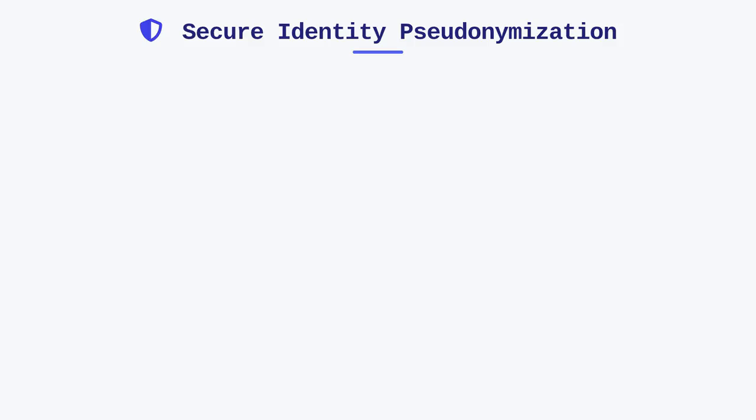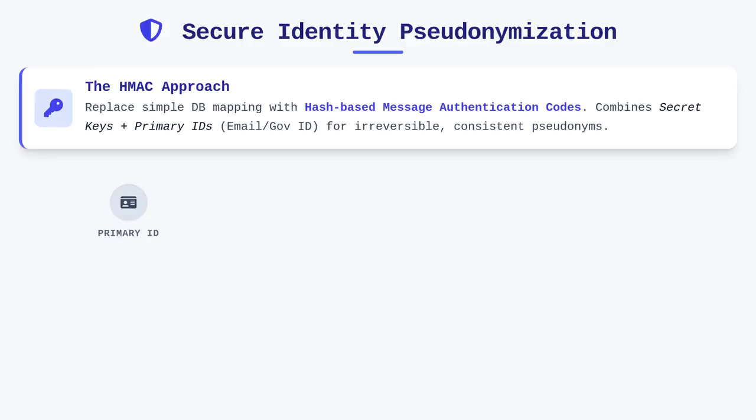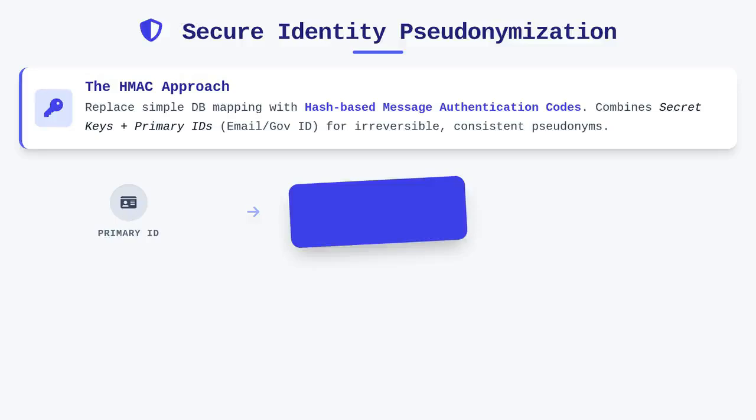When we construct the architecture for this, we must rely on robust cryptographic practices rather than simple database mapping. The most effective approach involves using hash-based message authentication codes, or HMAC, to derive pseudonyms from primary identifiers like email addresses or government IDs. By utilizing a secret key combined with a cryptographic hash function, you ensure that the same input consistently produces the same pseudonym while remaining computationally infeasible for unauthorized parties to reverse engineer the original ID.